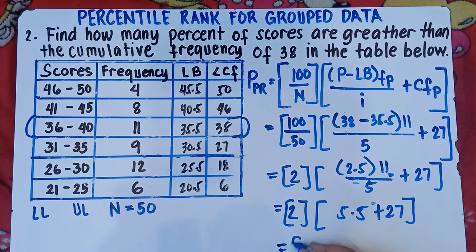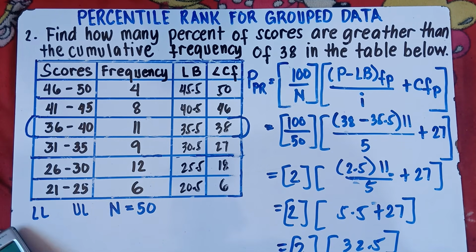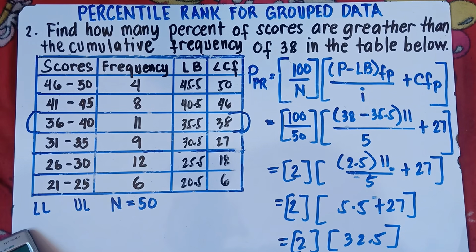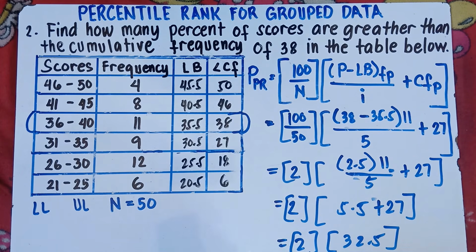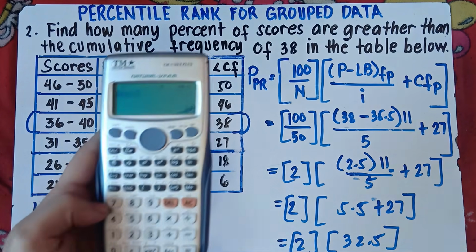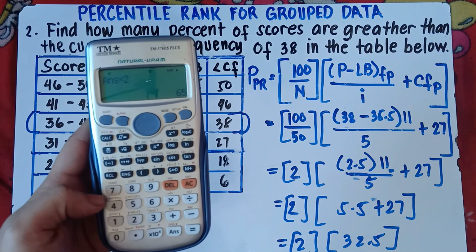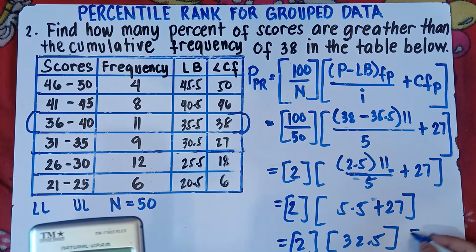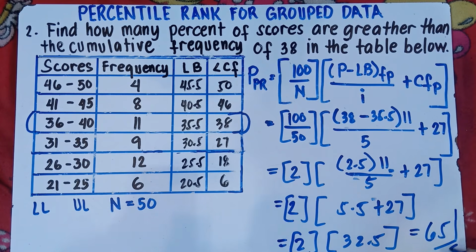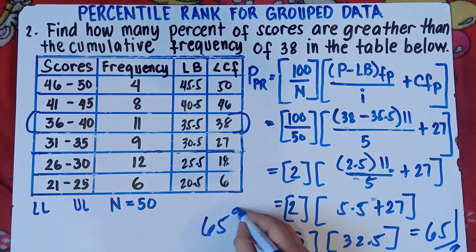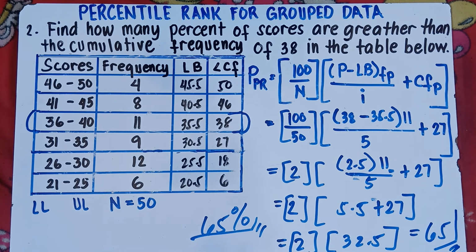So this is 2 times 32.5. Check that: 32.5 times 2. The answer, class, is 65. So our answer is 65, therefore 65%. That's it, class. All set for number 2. That's how you find the percentile rank.